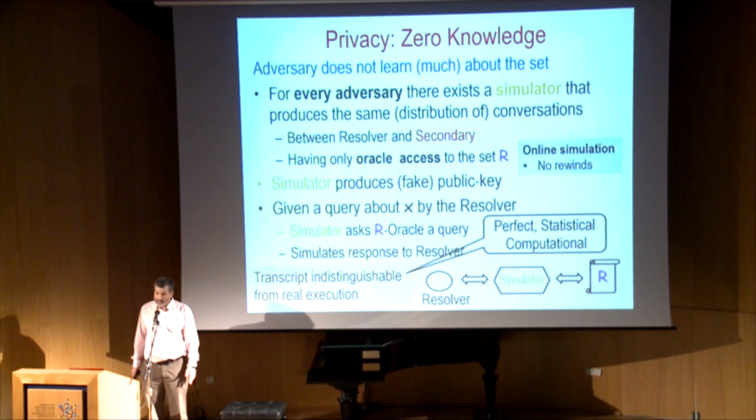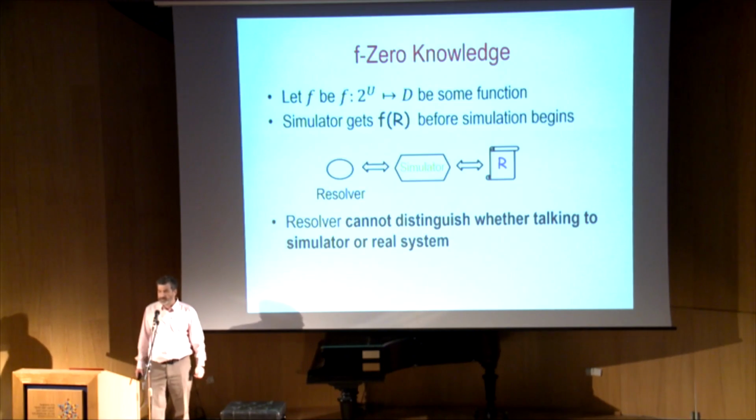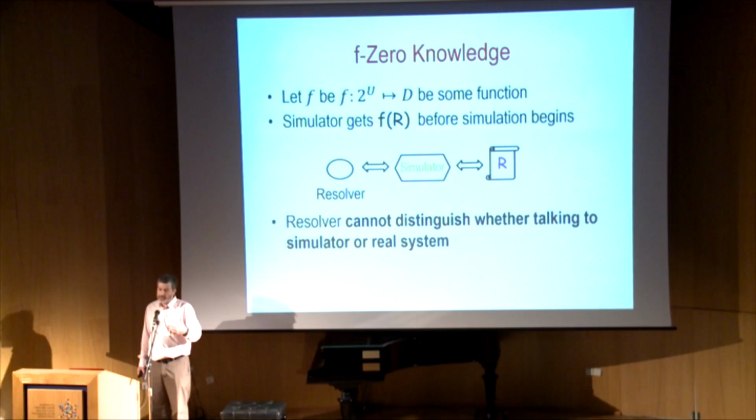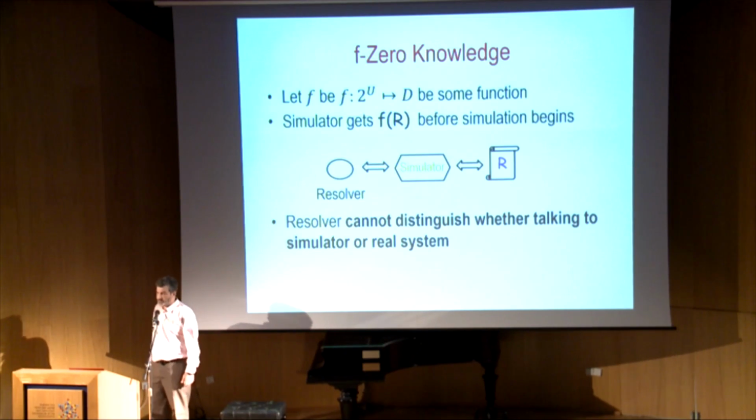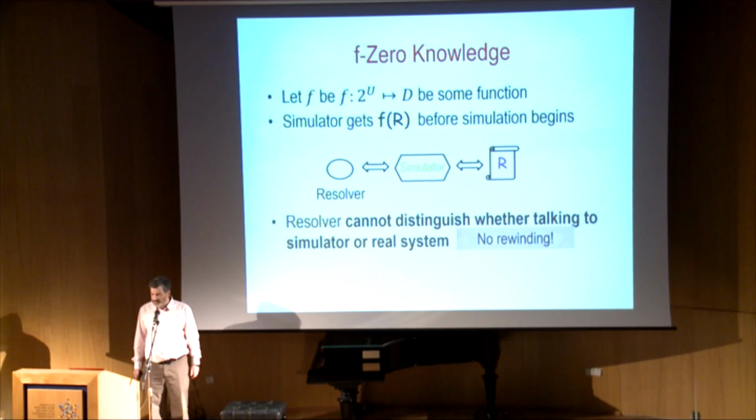And there is something we do allow, we call it F0 knowledge. Actually, the example we will see doesn't need it, where you get some function of the set. In particular, you get the size of the set or some upper bound on the size of the set, which may or may not be okay. But we assume that both the simulator and the actual thing get this information. And, but again, as we said, no rewinding.